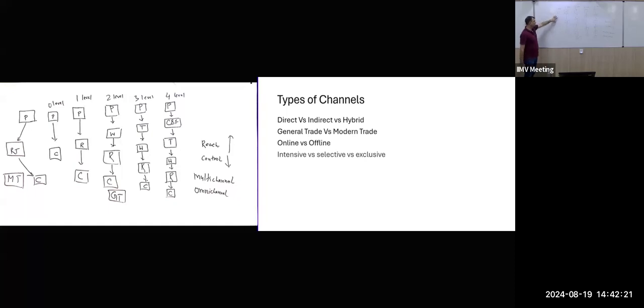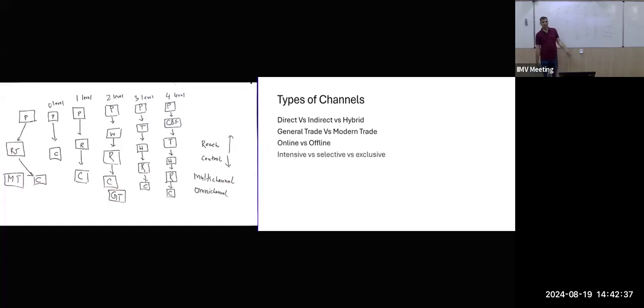But simply, I am telling you, it could be online. Zero level can be online, where you are selling through your website. One level can be online, where you are selling through some third party. It could be two level also: you are selling to a third party, who sells to another party, who sells to the customer. So that's how this distribution is happening.